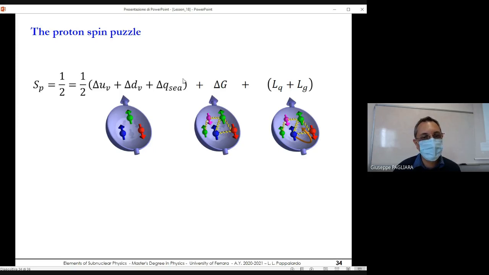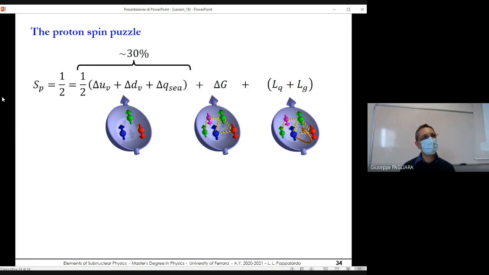Okay, so we have many contributions. At the beginning, only the first contribution was supposed to be important, but then the EMC experiment revealed that it only contributes 1/3 to the total spin. And so the other two contributions must be sizable. The sum of these must end up at 1/2.